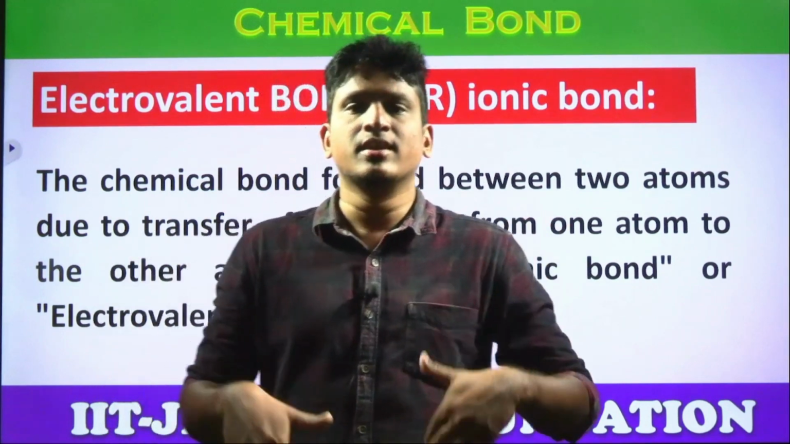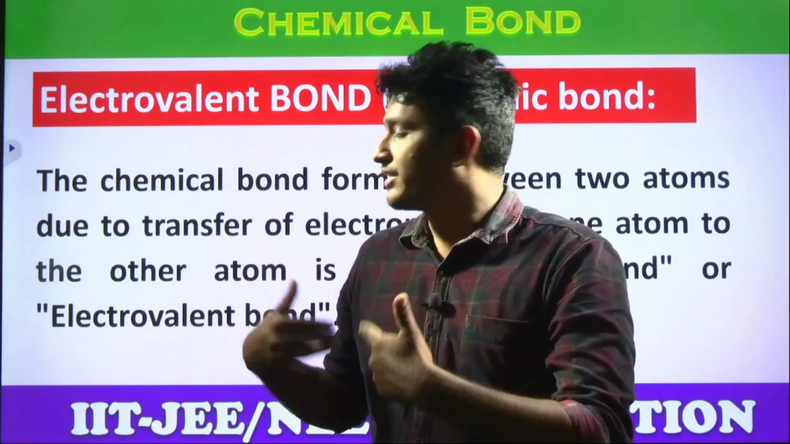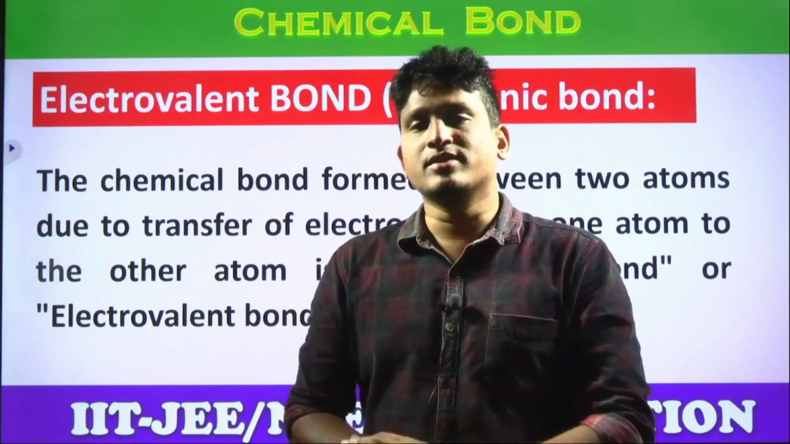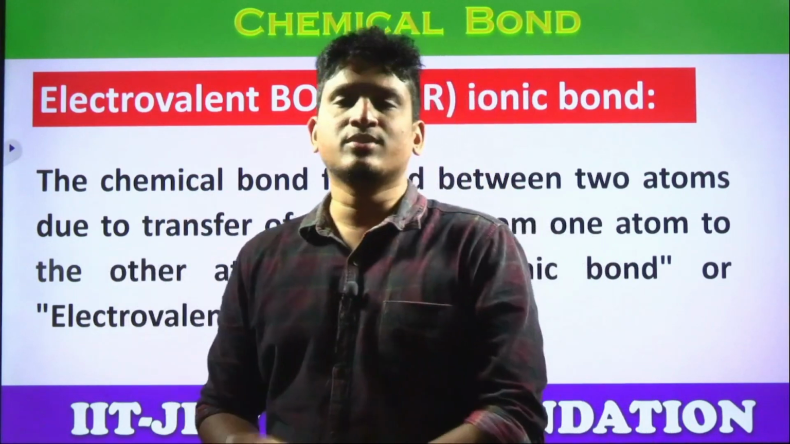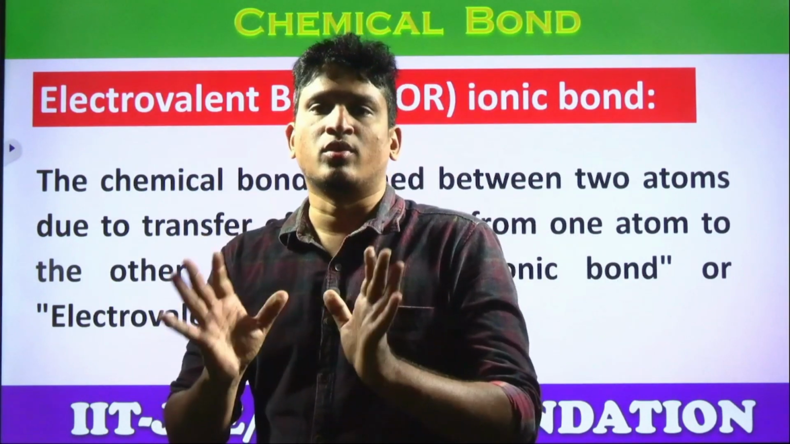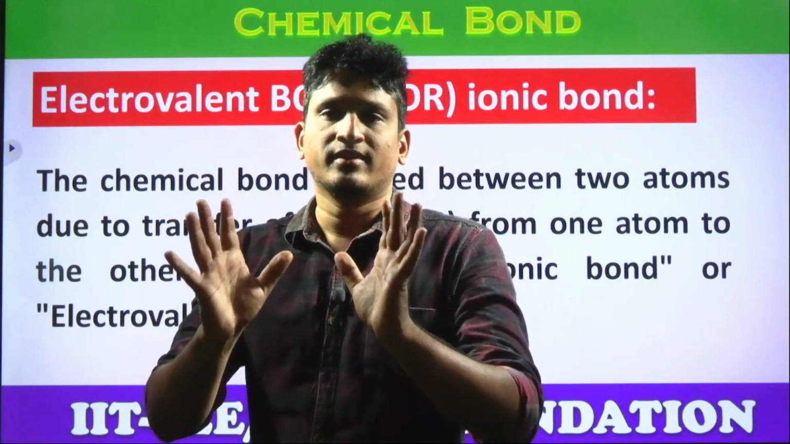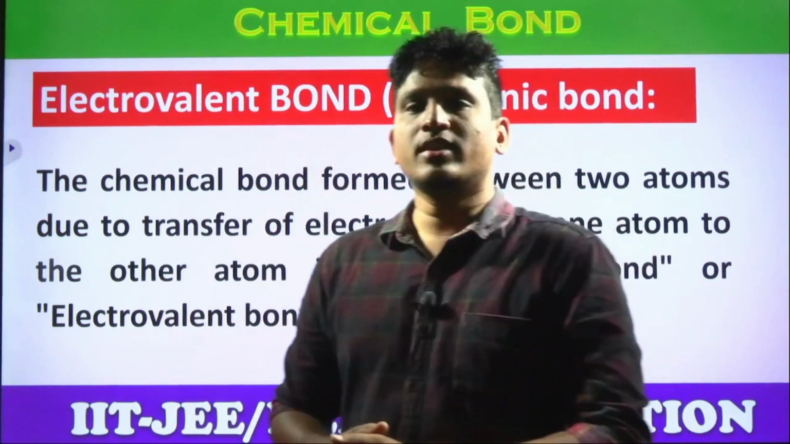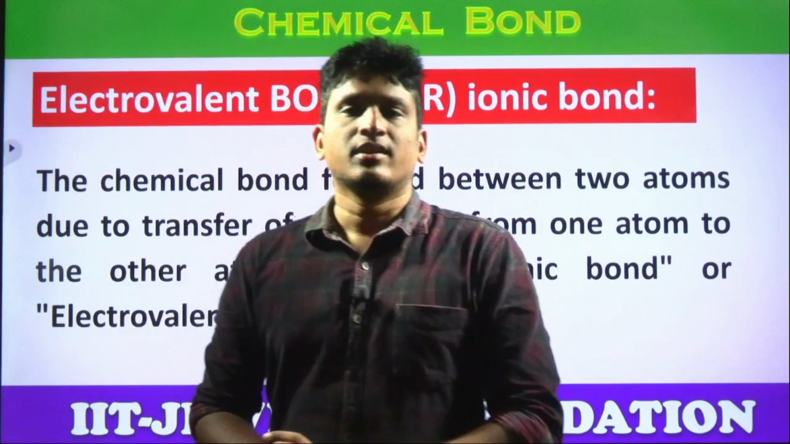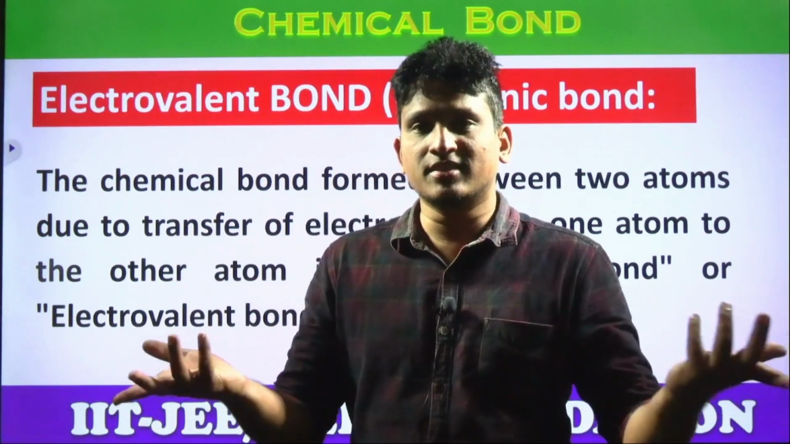So based on these types of bonding, the ways the electrons participate in the bonding, we have the types of chemical bonds. The first type is called the electrovalent bond or ionic bond. Very simple. Look at the name, ionic, meaning ions. The bond between the ions. That's it. That is ionic bonding.